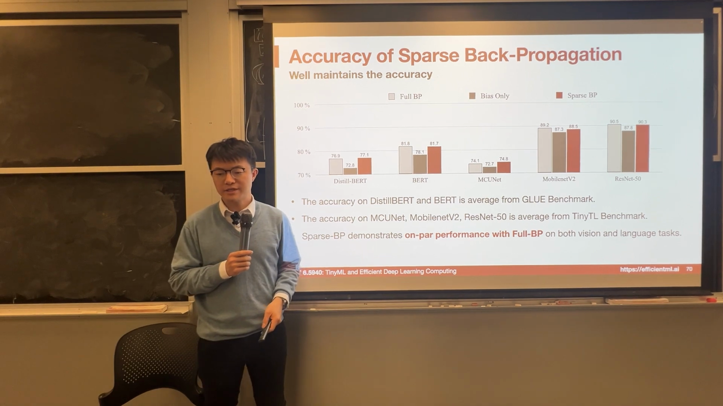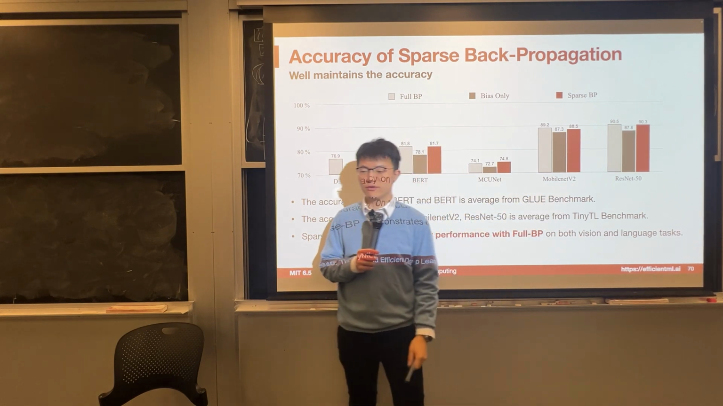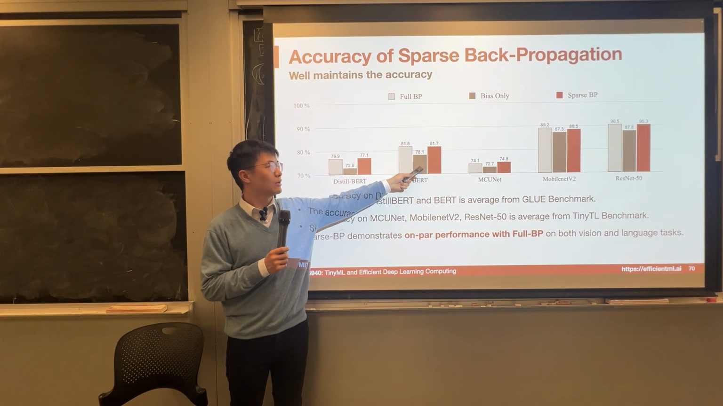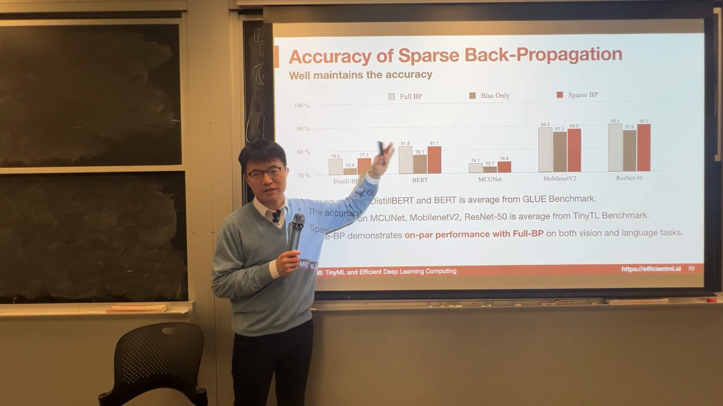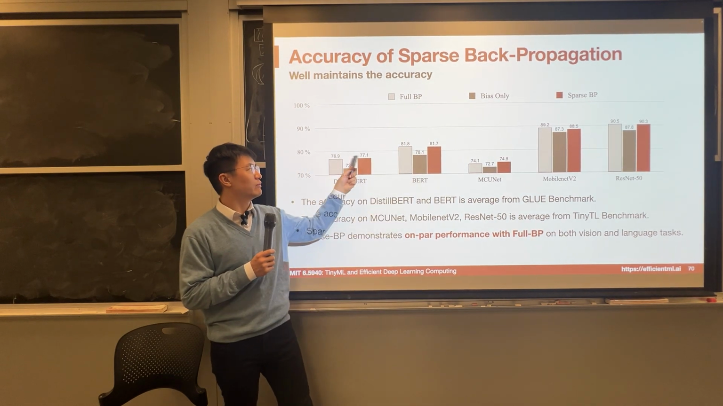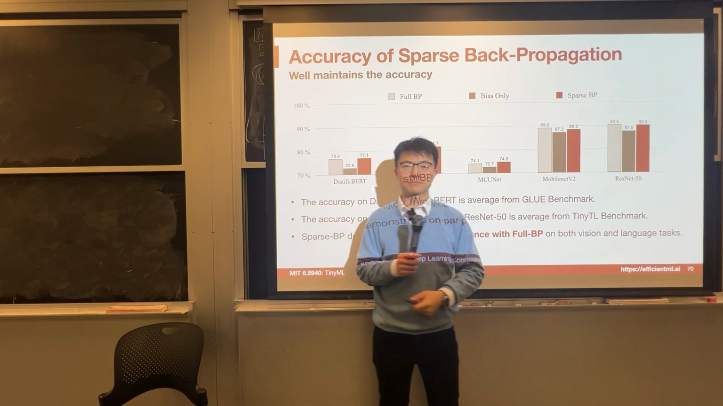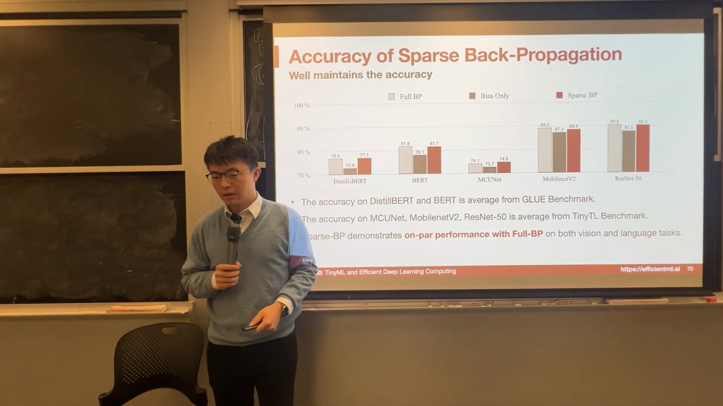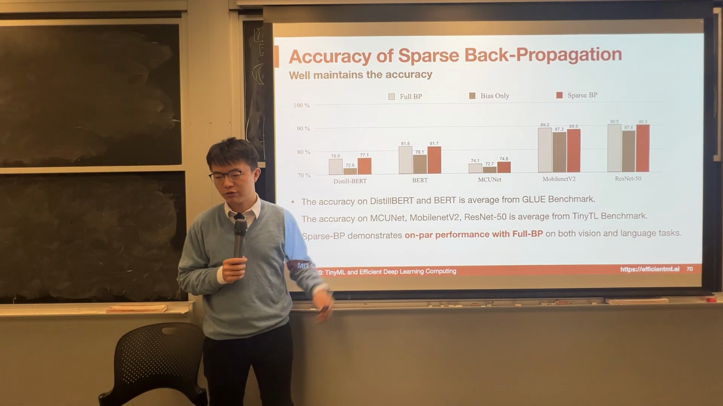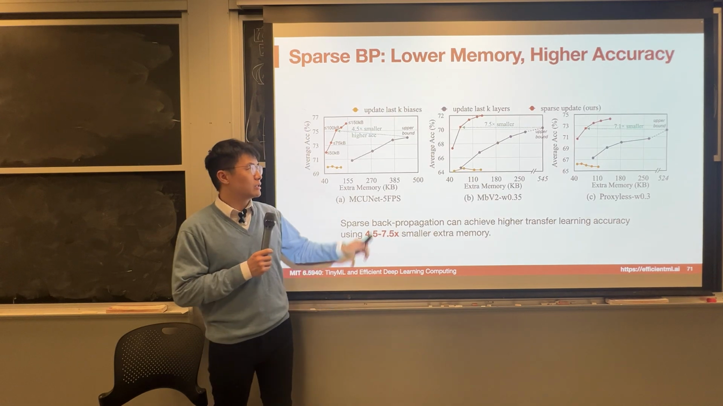This is showing the accuracy comparison on DistilBERT, BERT, MCUNet, MobileNetV2, ResNet-50, comparing against full backpropagation. This is bias only, it hurts the accuracy, but sparse BP, by smartly selecting the sublayers, can overcome the accuracy loss. Very comparable accuracy, sometimes even a little bit better compared with the baseline model. So sparse BP demonstrates on par, similar performance compared with full BP on both vision and language tasks, so that we can deploy on the microcontroller.